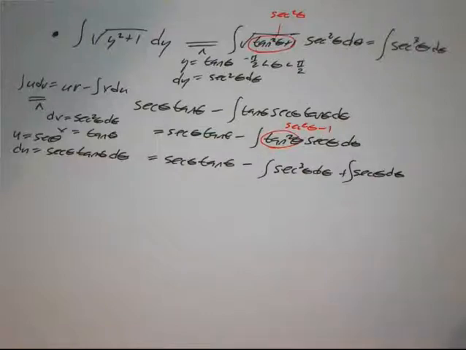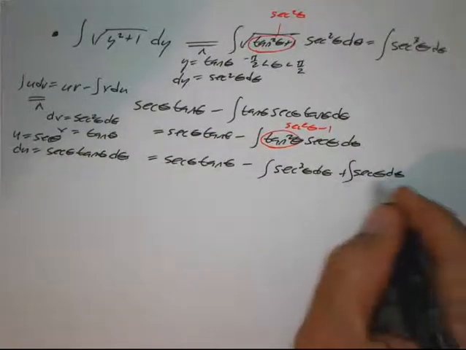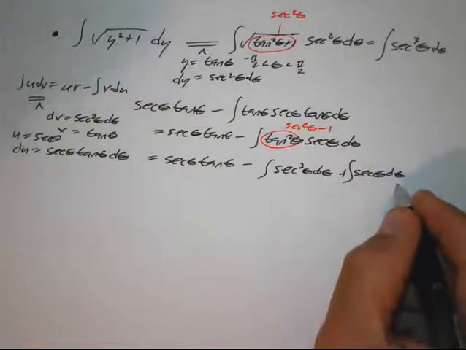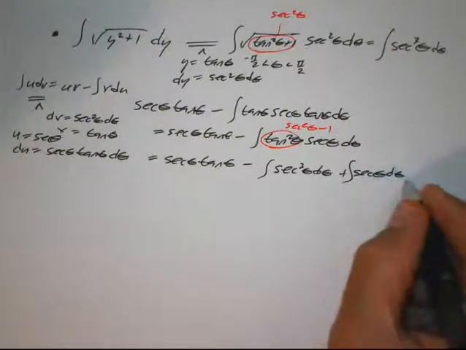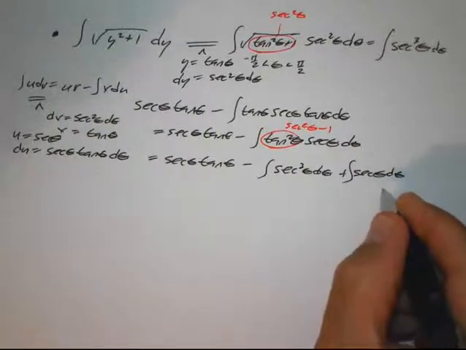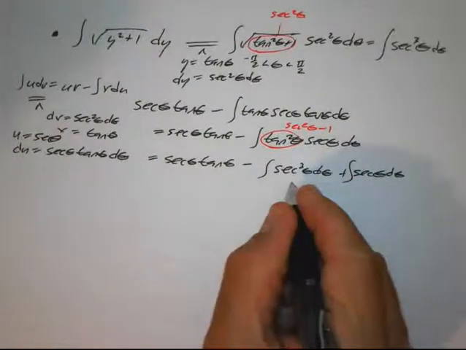Okay, now this one we can get using basic form. You want to have all of the single trig functions in your memory as basic forms, and secant theta d theta, the indefinite integral, is the natural log of secant theta plus tan theta in absolute value. Okay, so we've got that.